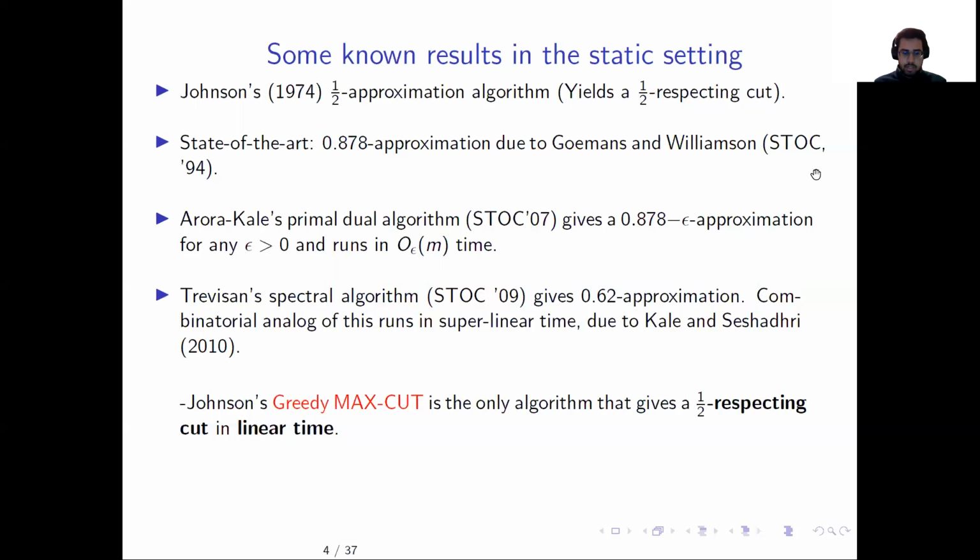On the other hand, there's a spectral algorithm due to Trevisan, which gives a 0.62 approximation. And there's a nice combinatorial analog of the spectral algorithm due to Kale and Seshadhri. So what we observe from here is that Johnson's greedy max cut is in fact the only algorithm that we know which gives a half-respecting cut in linear time.